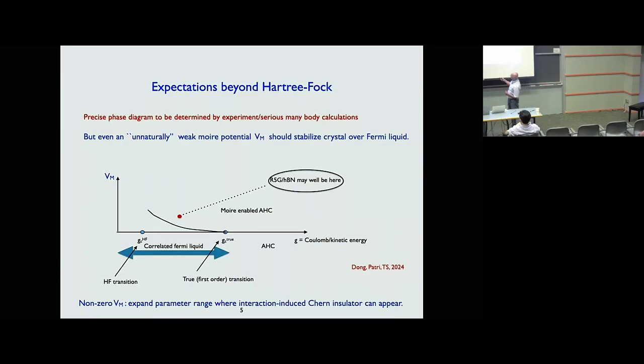So we call this a Moiré-enabled Hall crystal. In this context, it will be a Hall crystal. It's Moiré-enabled because you need the Moiré to push you into the state. But once it's there, its gap will be determined by Coulomb interactions and so on and so forth. So in that sense, the Hartree-Fock is sort of okay, even here, so long as you have a tiny Moiré potential. Right? Now, there's some expectation, and we don't know where the real system will fall, but the presence of even a tiny Moiré potential is an advantage for stabilizing the Hall crystal, and it vastly expands the range of parameters where you might expect to get this interaction-induced Chern insulator.